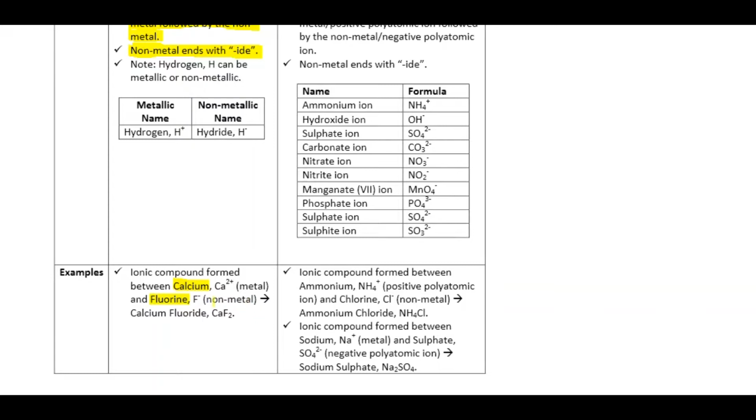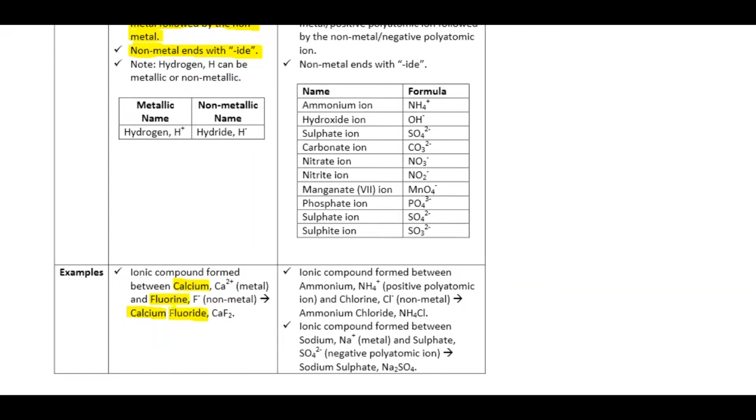The metal will have a positive charge in the ionic compound, whereas the non-metal will have a negative charge. And take note that the name of the metal remains the same, calcium remains as calcium, but for fluorine you end with IDE, so fluorine, which is the non-metal, becomes fluoride.